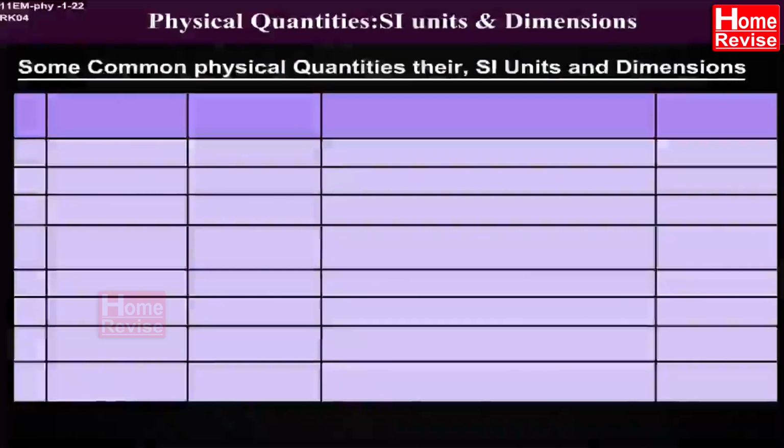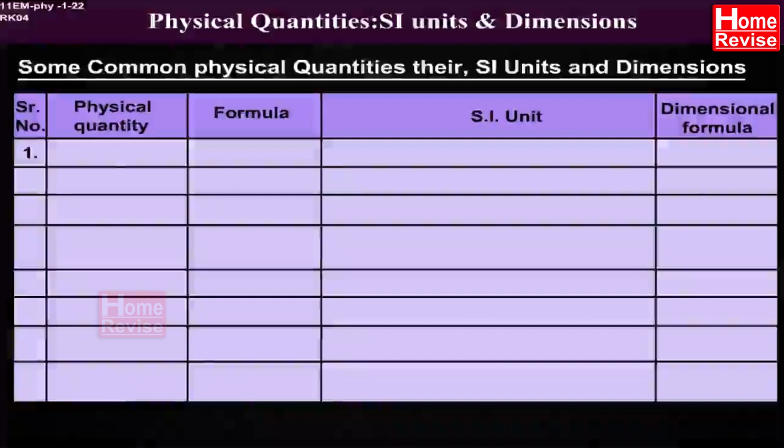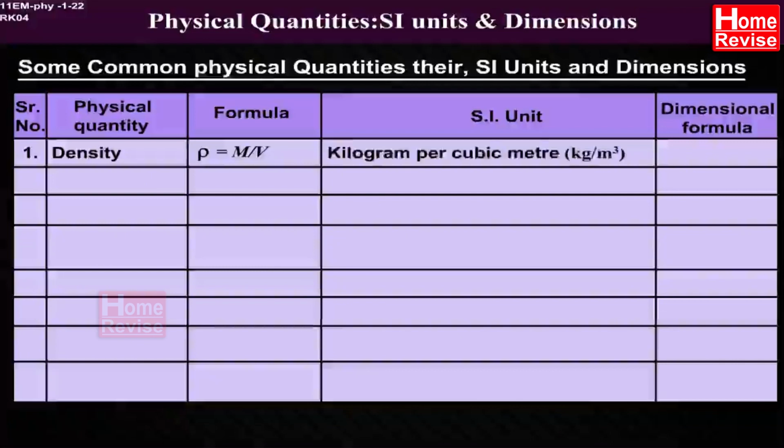Some common physical quantities, their SI units and dimensions. 1. Physical quantity, density. Formula: ρ is equal to m upon v. SI unit, kilogram per cubic meter, kg upon m^3. Dimensional formula L^-3 M^1 T^0.